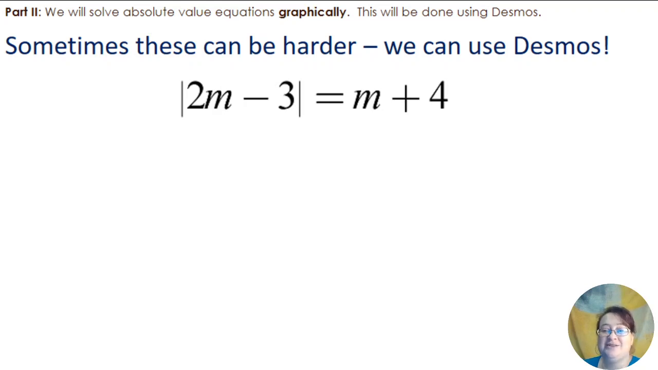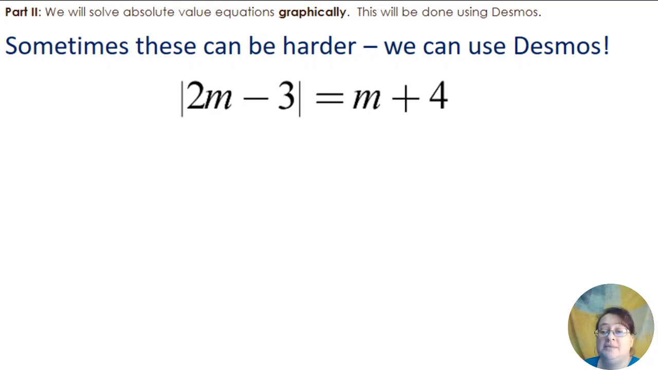Next, let's look at how to solve absolute value equations graphically using Desmos. If we look at this problem, here we've got an m inside the absolute value, an m on the right that's not in an absolute value. It does look a little more complicated, so let's use Desmos for this one.